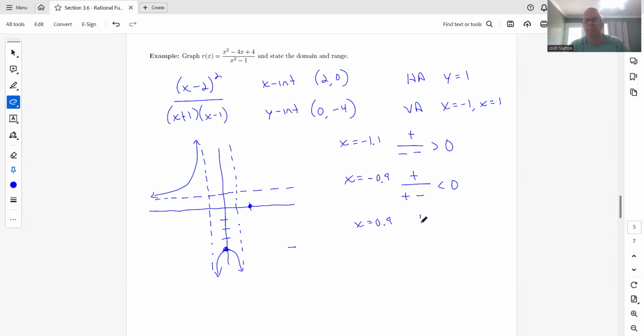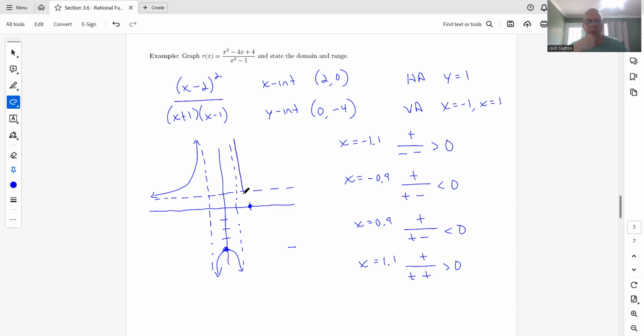Try 0.9, positive on top because of the square, and 0.9 in the denominator is negative. So positive and a negative, that's going to be negative. So it goes down just like we said. Now in this case, it could come down like this and then come back up to the asymptote. That is possible, but probably it's going to come up like this. But let's try 1.1: positive on top, positive there, greater than 0. And that's what it does.